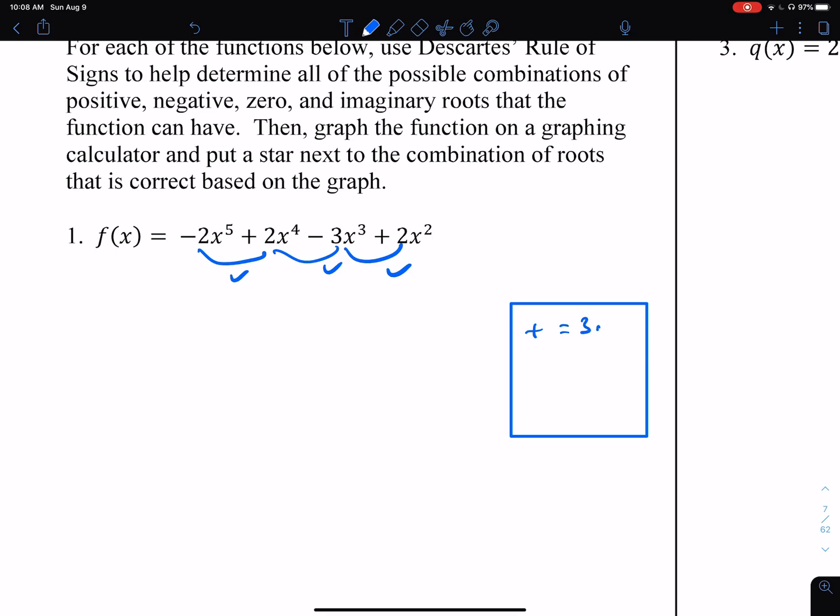Positives, there could be 3 or 1 because there were 3 sign changes. For f of negative x, if I'm putting it into a term that has x and it's an even exponent, it stays the same. If it's an odd exponent, that term changes signs. So the first term is an odd exponent, so it changes sign. The next term is an even exponent, sign doesn't change. The next one is odd, the term changes sign. The next one's even, does not change sign. There are no sign changes here for f of negative x.